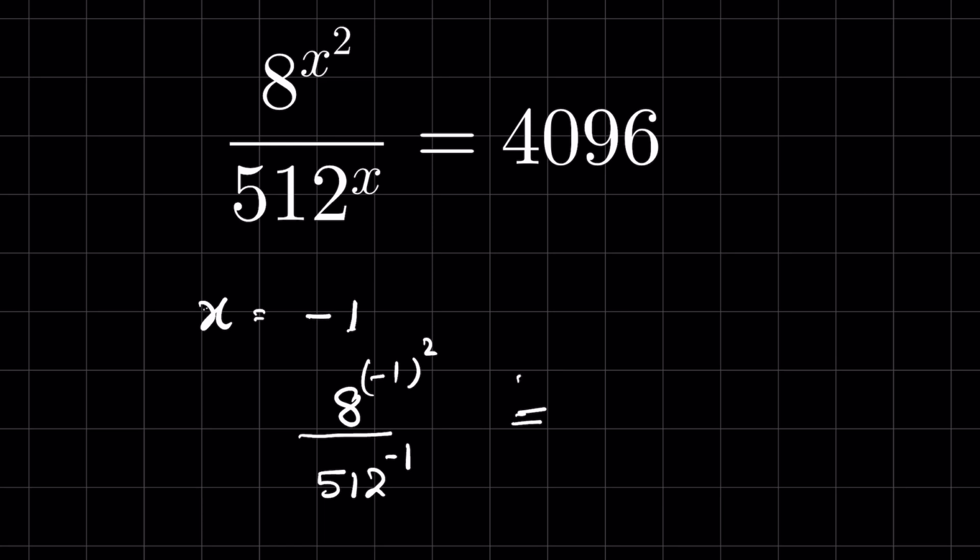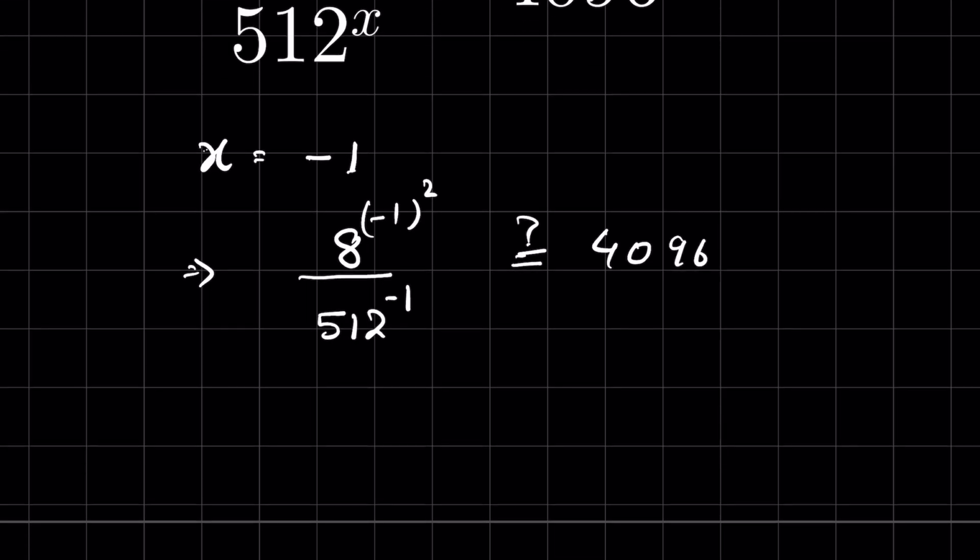We have to check whether it is equal to 4096. Minus 1 square. This means minus 1 times minus 1. So this will be positive 1. When minus is outside the bracket and then 1 is squared, then this is equal to minus 1. But since minus is inside the bracket, it will be positive 1. So it will be 8 raised to the power 1.